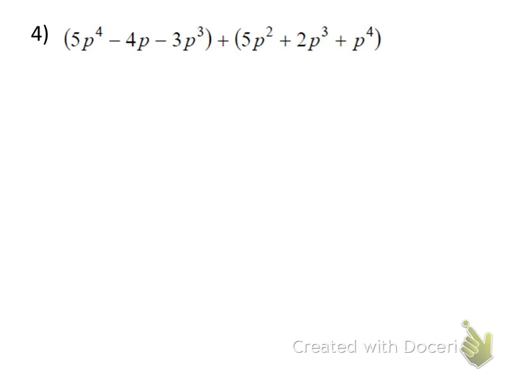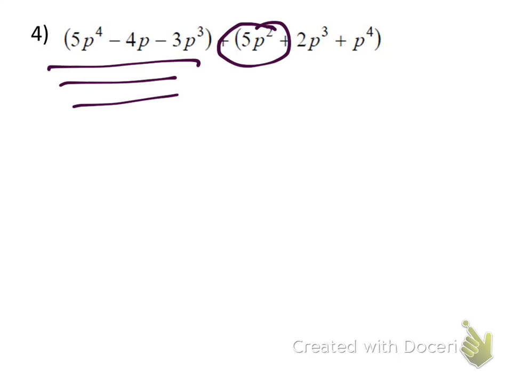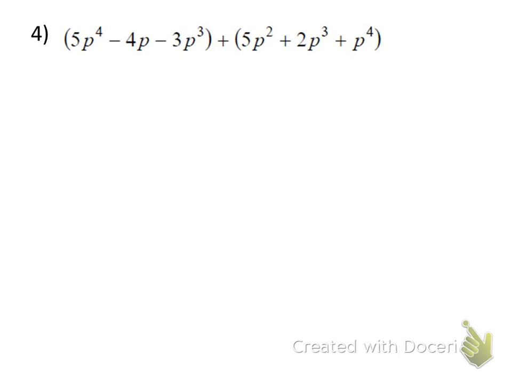So we're good there. There's a p squared here, but there's no p squared anywhere in this first binomial, so we'll have to make space for that, and I'll show you how to do that. And then there's a p to the 1st here, but there's no p to the 1st here, so we'll have to make space for that when we write out our problem. So the first step, identify all of the coefficients. So we have a positive 5, negative 4, negative 3, positive 5, positive 2, and this should be positive 1, right? So since we have all our coefficients, now we can start with the first binomial.